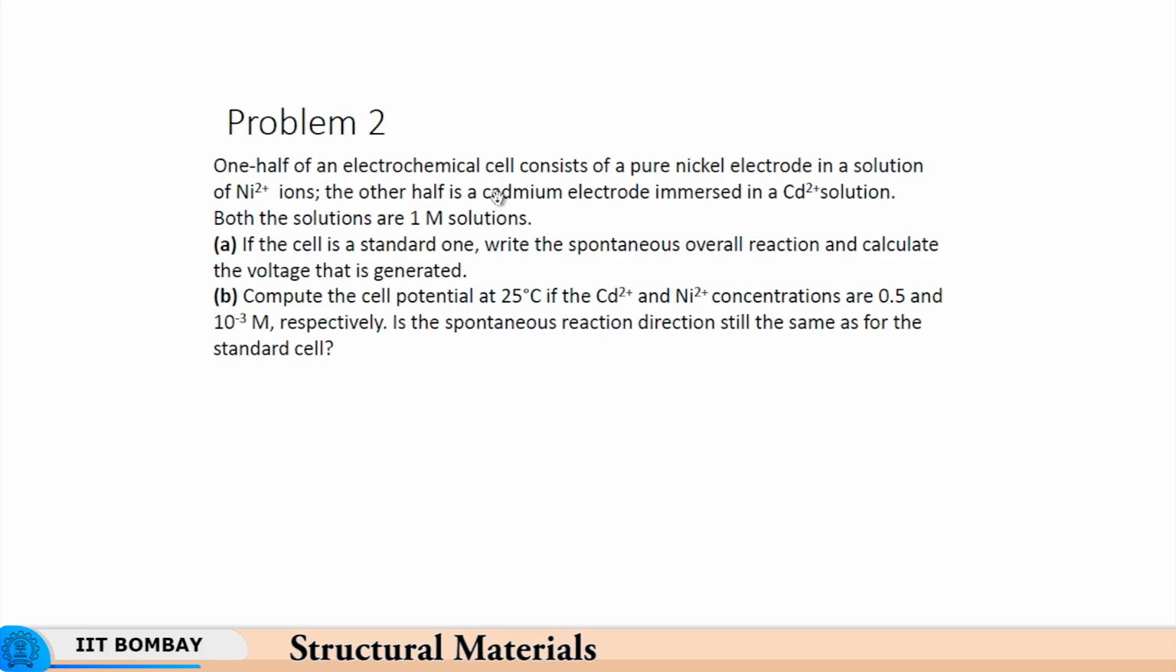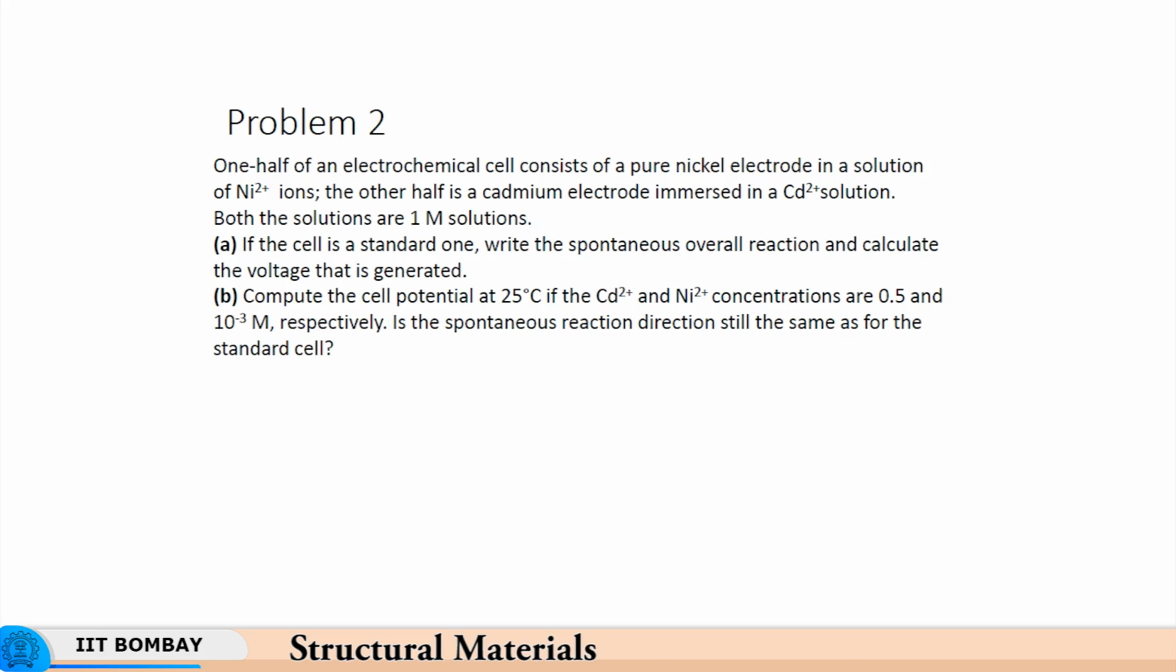Okay. The next problem pertains to one half of an electrochemical cell consisting of a pure nickel electrode in a solution of Ni2 plus ions. So, we are talking about an electrochemical cell with a pure nickel electrode with Ni2 plus ions. The other half is a cadmium electrode immersed in a Cd2 plus solution. Now, if both are 1 molar solutions, then it is like a standard electrode, and then we compare V naught for Ni to Ni2 plus and V naught for Cd to Cd2 plus, and then we compare the spontaneous standard voltage that is generated.